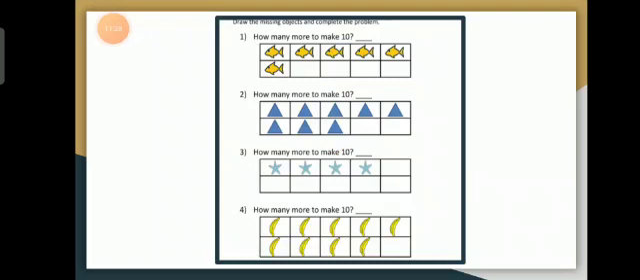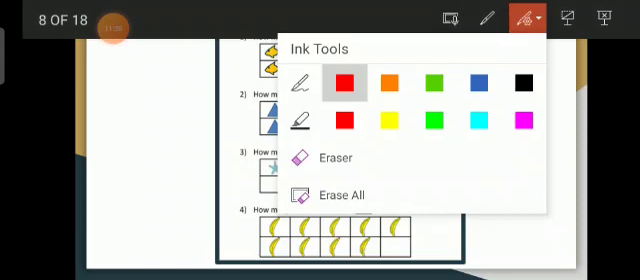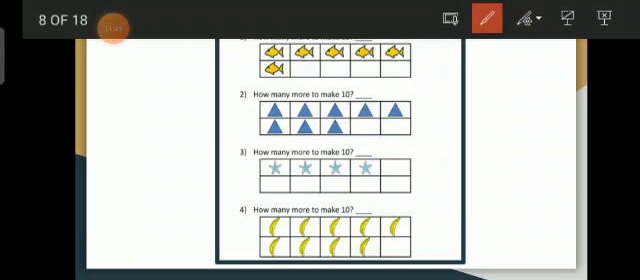Yes, look at here. Okay, how many more to make 10? Look at this picture. This is a very colorful page. Let's solve it. Okay, now yellow fishes, count 1, 2, 3, 4, 5, 6 are yellow fishes.